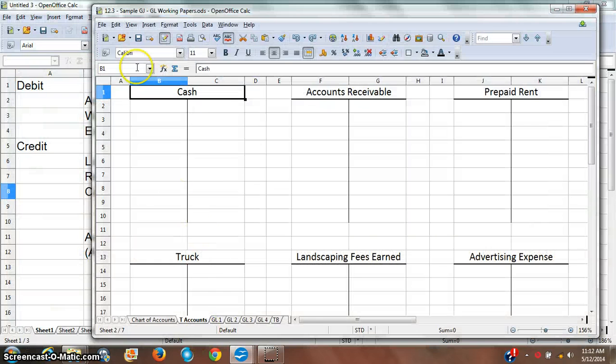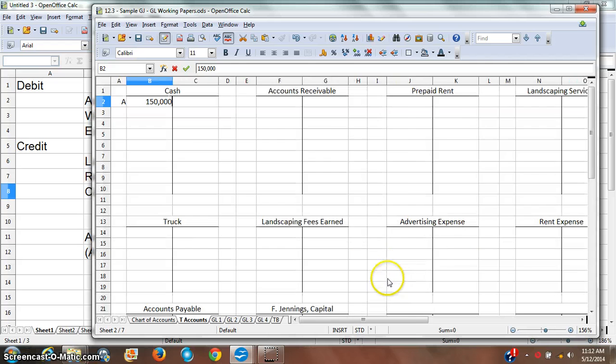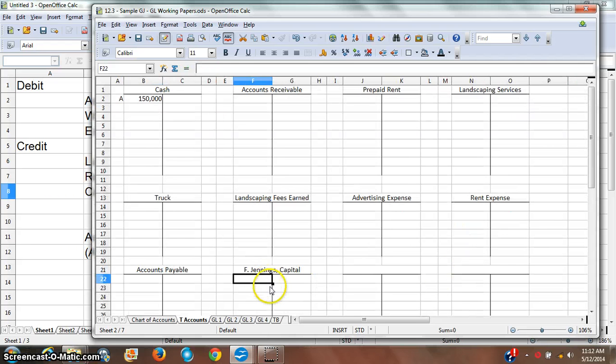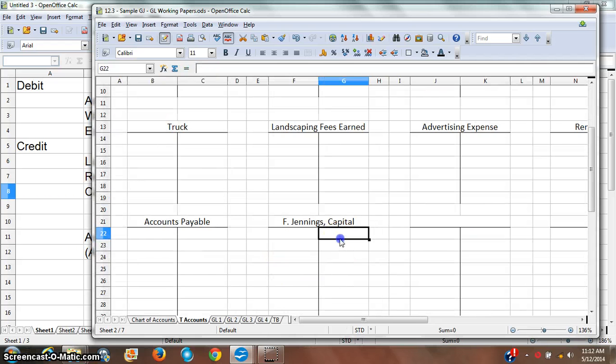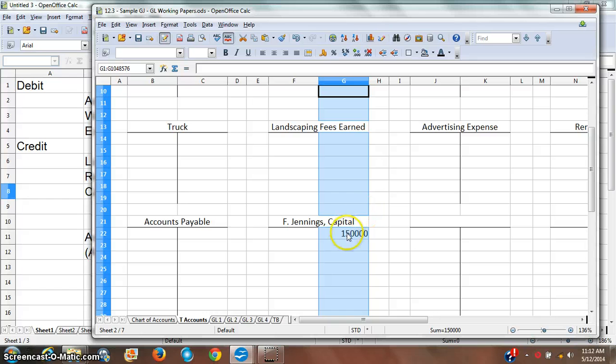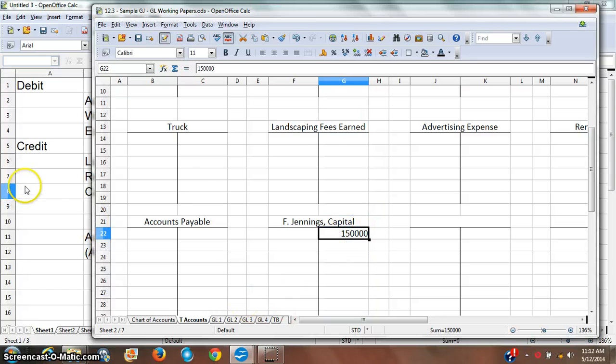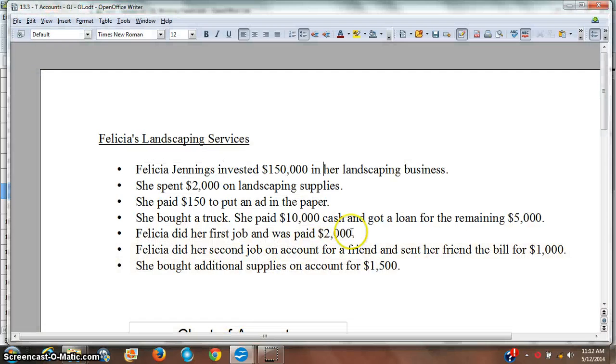So here we go. I'm going to label this transaction A, 150,000 in cash. And let me find my capital account. There's my capital account, and 150,000 to capital. So there is my very first transaction. Now let's look at this next one.